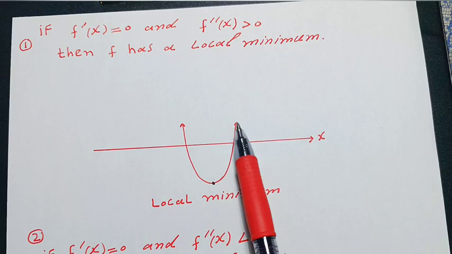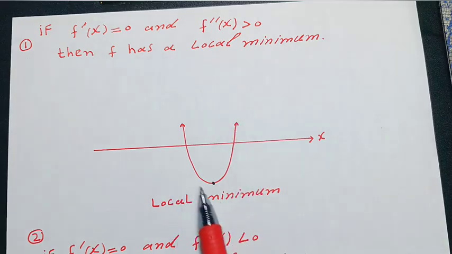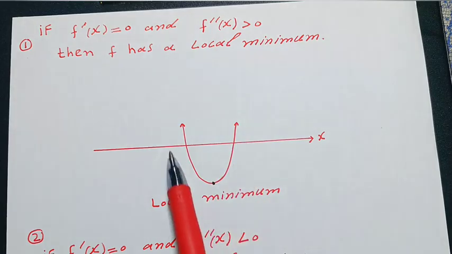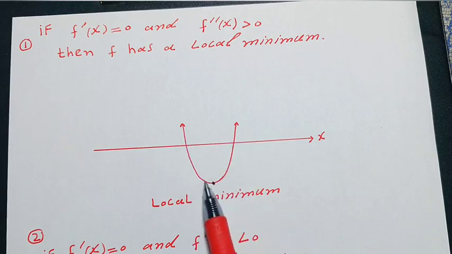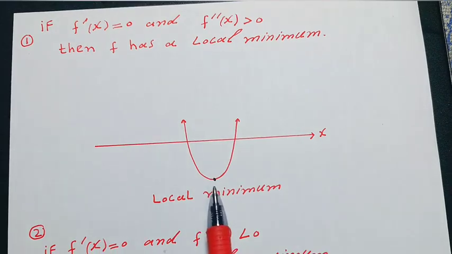Have a look here. This is a graph, and this point is a local minimum, the turning point, because it's a smile parabola, a smile graph. So you can see the second derivative is positive, and at this point the first derivative is equal to 0. This turning point is a local minimum.